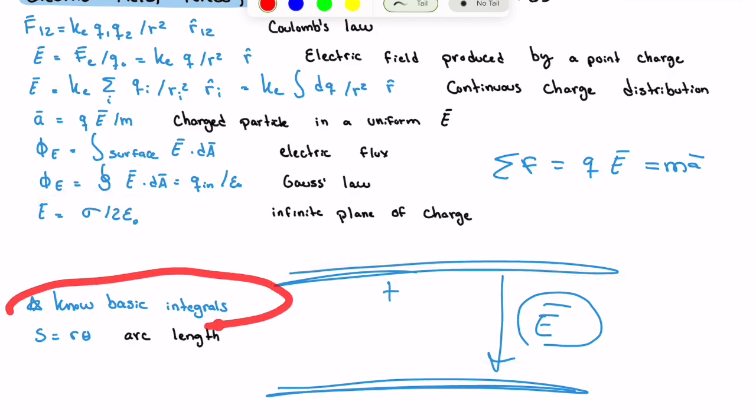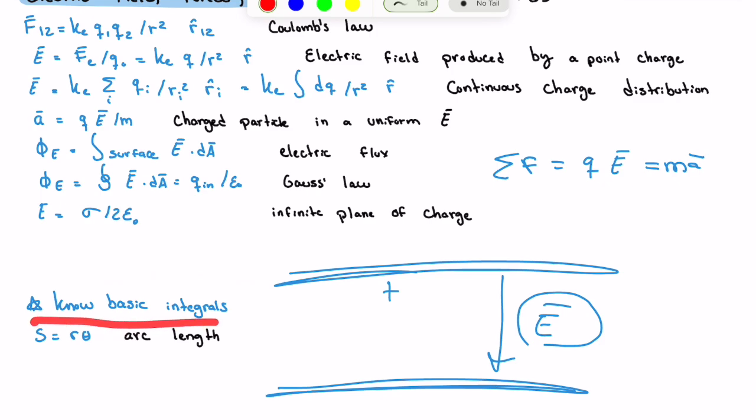I recommend that you know your basic integrals. Maybe you'll be given integrals, I don't really know, but the basic ones should be enough. Also, this is just an equation that popped up once in a while, arc length, so S is equal to R times theta.